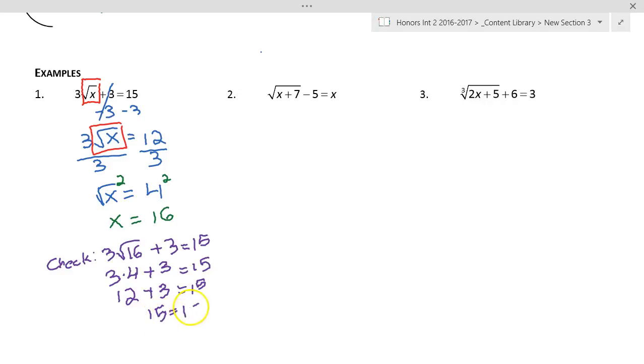15 equals 15. So my answer works out. Right? If they come out to where both sides are equal to each other, then you're good.